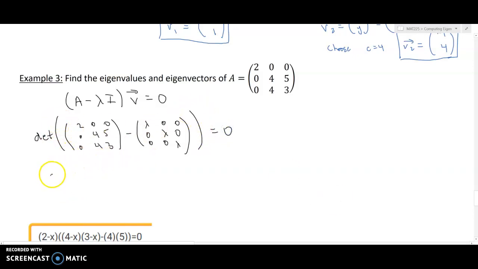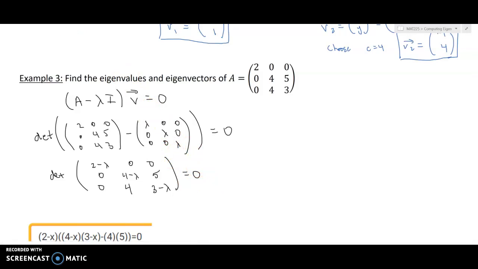So the matrix that I want the determinant of is 2 minus lambda, 0 minus 0, 0 minus 0, and then again 0, 4 minus lambda, 5 minus 0, 0 minus 0, 4 minus 0, and 3 minus lambda. And I want the determinant of that to equal 0.